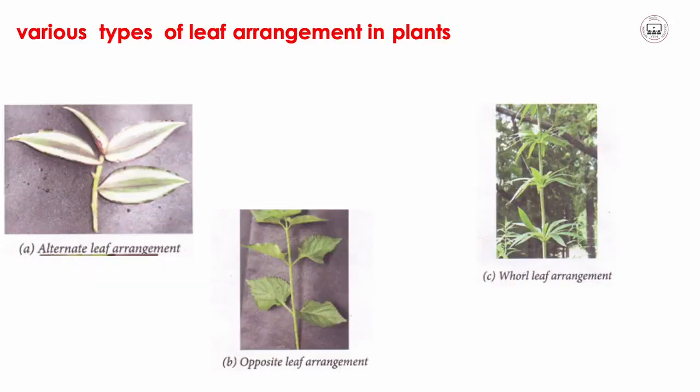After we have looked at the features of leaves of plants, we can now discuss various types of leaf arrangement in plants. Remember, leaves are arranged differently according to the type of plant. Here we have a variety of plant types and their leaf arrangements. You can have this type of arrangement, which is regarded as alternate leaf arrangement, and here we have the opposite leaf arrangement and the whole leaf arrangement.